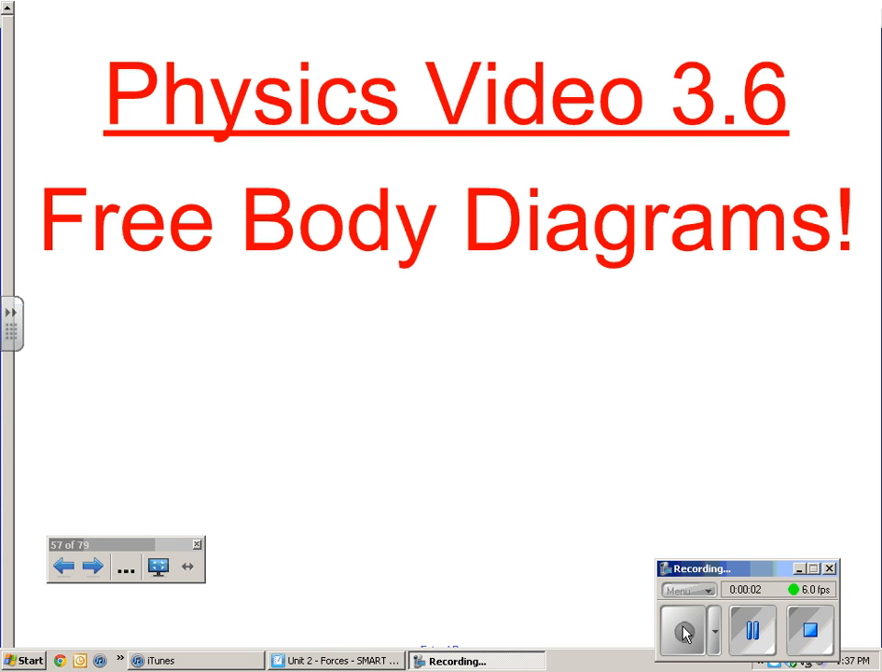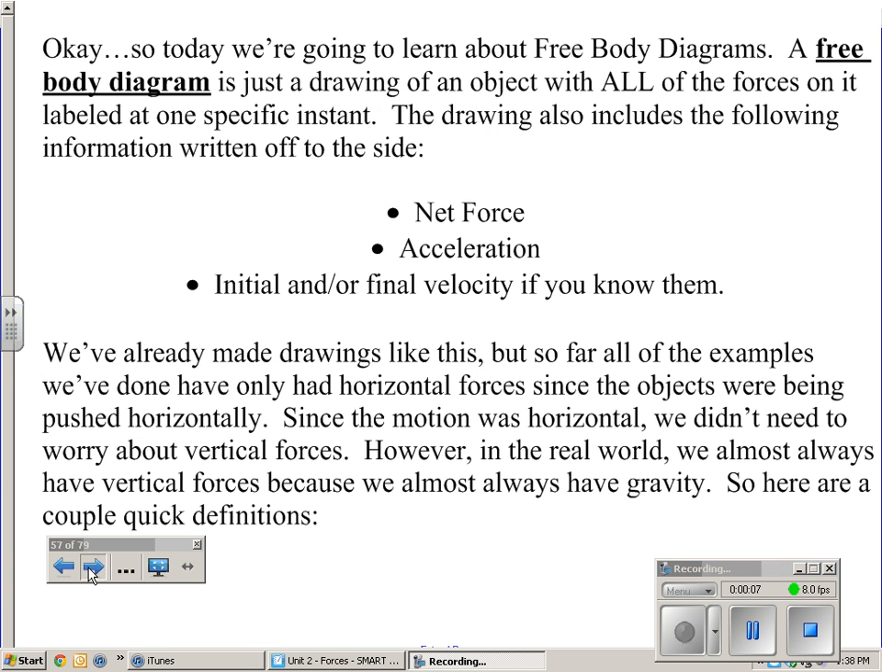All right, so welcome to Physics Video 3.6. We're going to learn today about what are called free body diagrams. So here's what a free body diagram is. It's just a drawing of an object with all of the forces labeled on it at one specific instant in time.